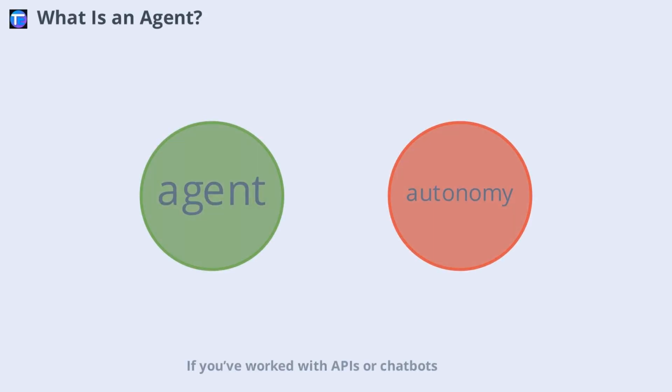If you've worked with APIs or chatbots, you might think agents are just another way to call Claude, but agents are fundamentally different. Think of an API call as asking someone for directions, a chatbot as having a conversation about those directions, and an agent as hiring a guide who plans the route, checks traffic, and gets you there. Agents have tools, memory, and autonomy, making them far more powerful than simple scripts.